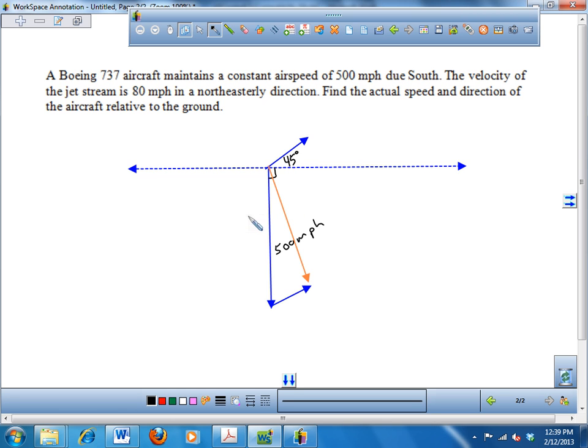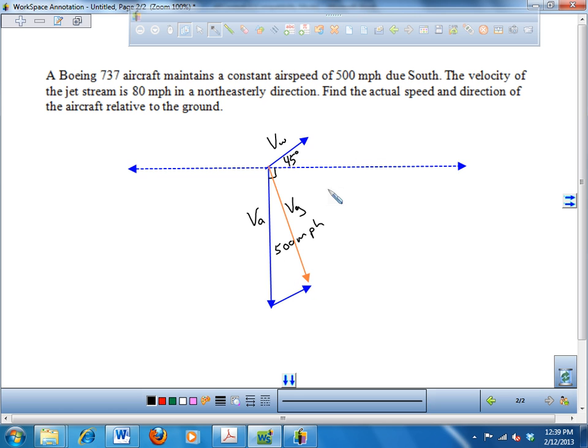We're going to call this v sub a for the velocity with respect to the air. We're going to call this v sub w for the velocity with respect to the wind. And we're going to call this v sub g for the velocity with respect to the ground. If you're trying to fly this way and the wind's pushing you this way, you're going to end up going that way.